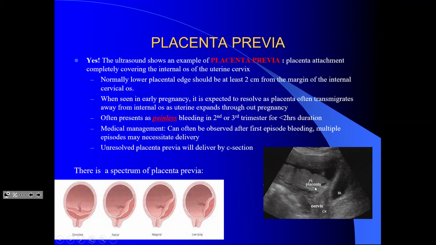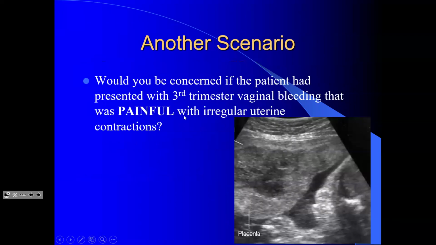But if the placenta is covering the cervix like this, then chances of painless bleeding are there. So you have to be careful with this. Another scenario is when third trimester bleeding presents, which is painful. So if there is painful bleeding in the third trimester, then the other option is placental abruption.